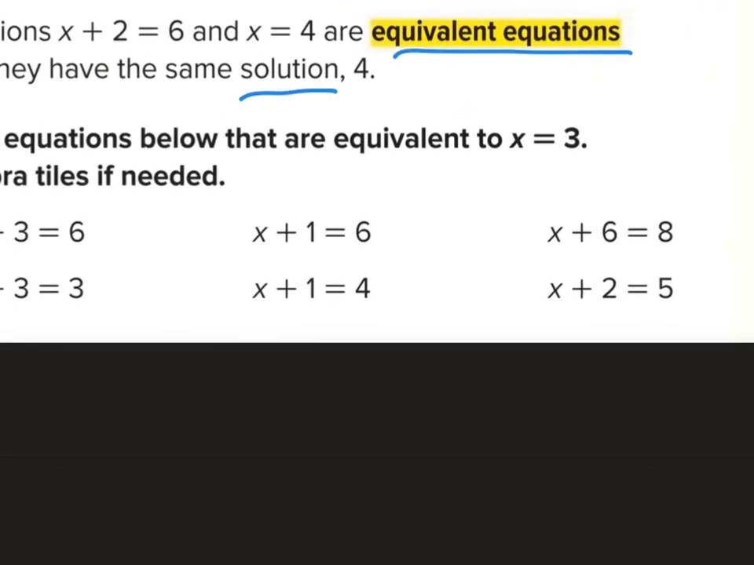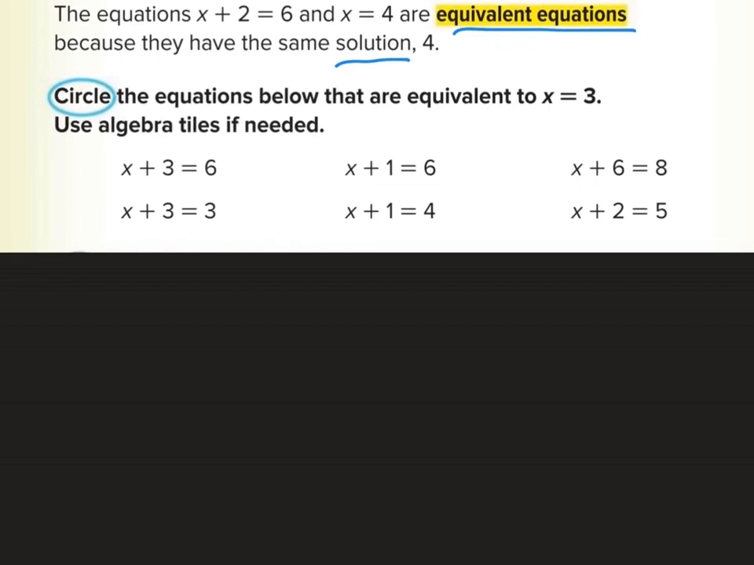I'm going to zoom in so that I have more space to write. x plus 3 equals 6. Now let's show my work on the side. x plus 3 equals 6. If I subtract 3 from both sides, I'm using the subtraction property of equality. I'm left with x equals 3. So this one is equivalent to x equals 3. Now if I subtract 3 from both sides of the equal sign for this one, I'm left with x equals 0, which does not equal 3.